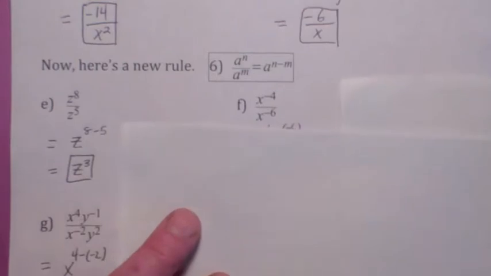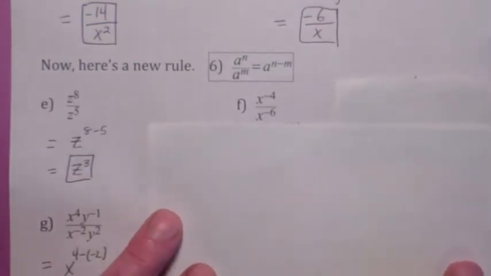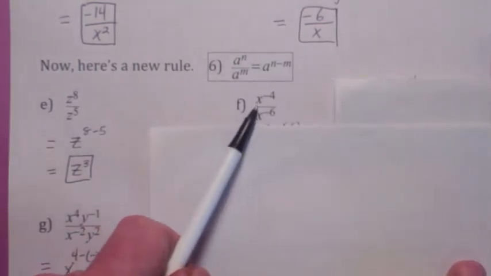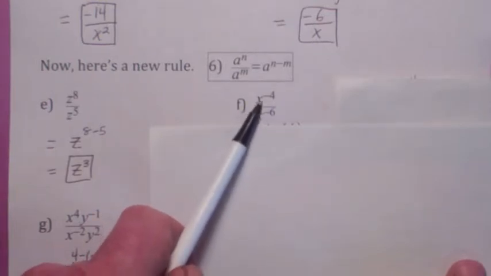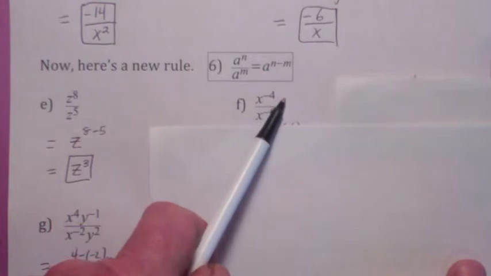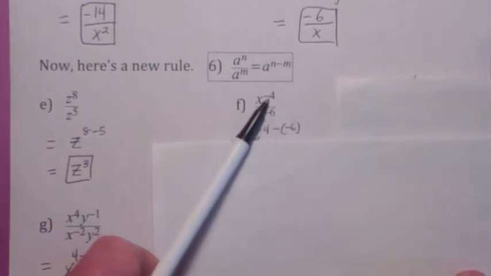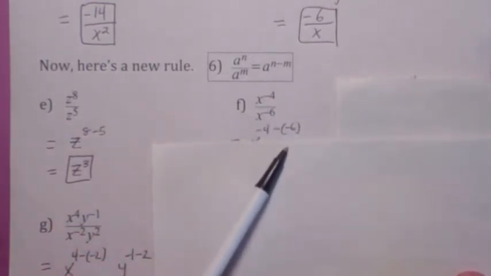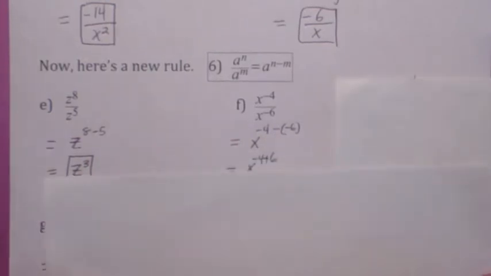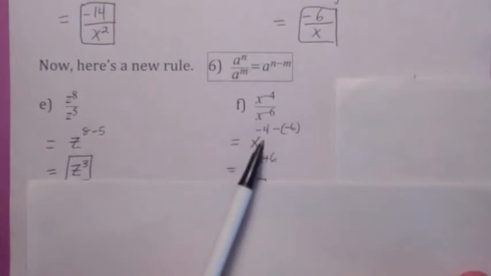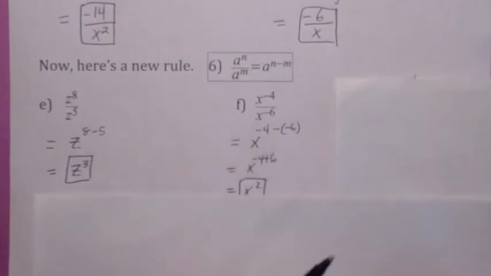Or how about this one? This is where you have to be a little careful. Look, when you have x to the negative 4 over x to the negative 6, you take it and write it as x to the negative 4 minus negative 6. You see how you have to take the top exponent minus the bottom one? So you got to be careful with your negative signs. What does that become? It becomes x to the negative 4 plus 6, which is x to the 2 power.